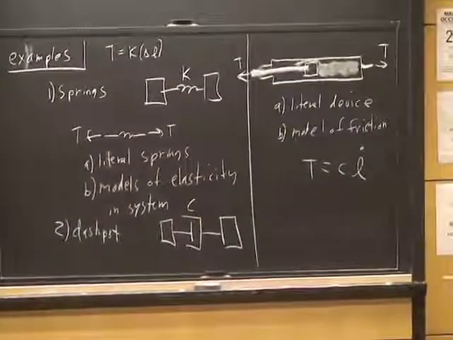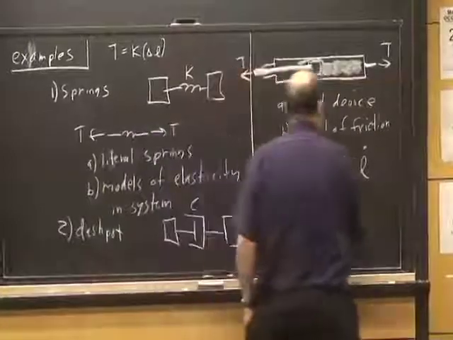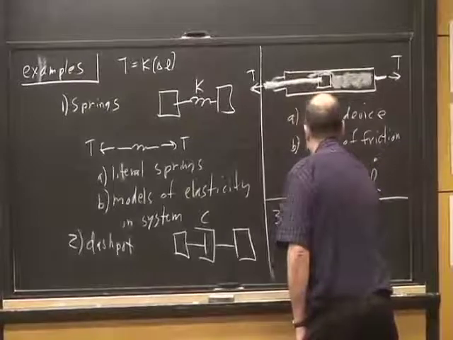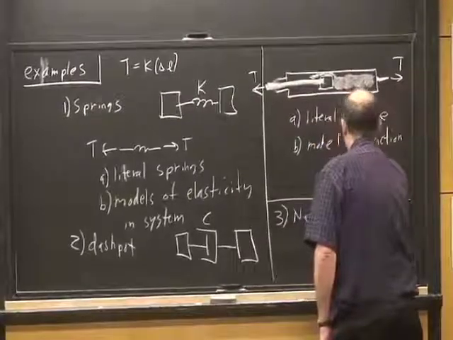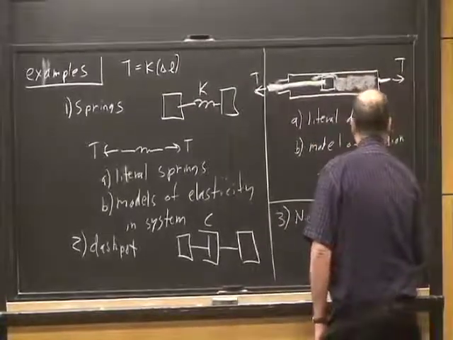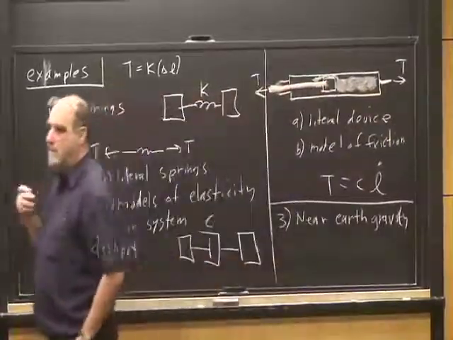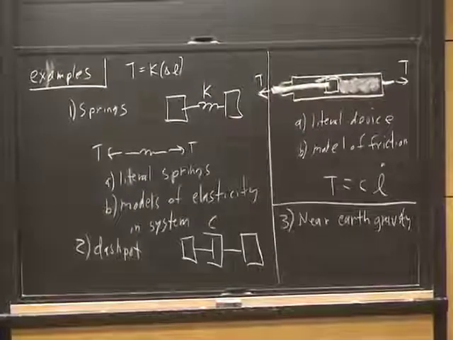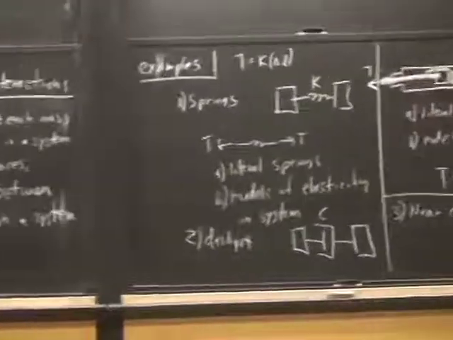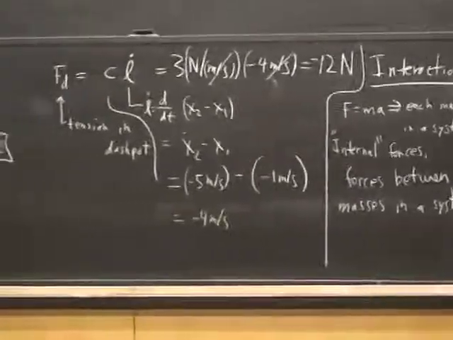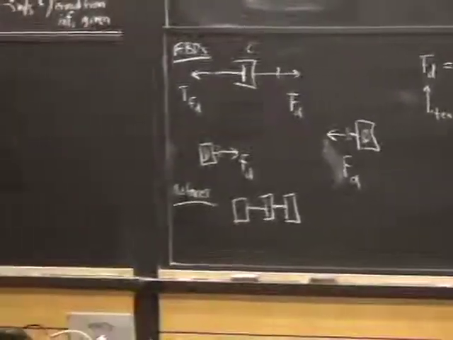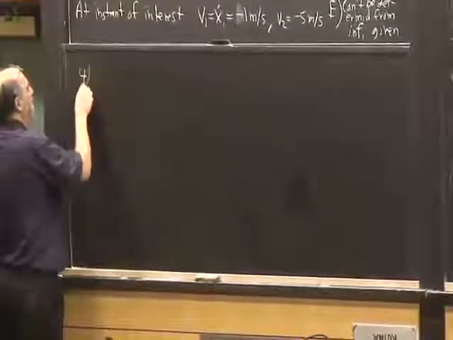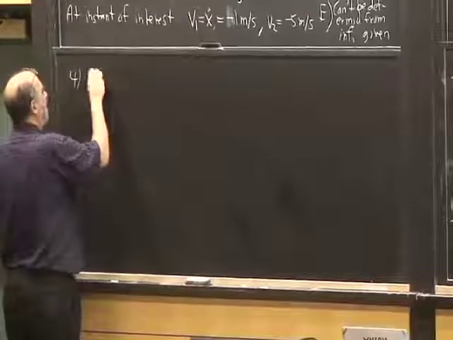Now, what other kinds of interaction forces are there? There's near-Earth gravity, which is an interaction between an object and the Earth. Usually you do not think of that as an internal force. You usually think of that as an external force and don't include the Earth as part of your system. But if you're doing, say, mechanics of planets and things like that, you have inverse square gravity.